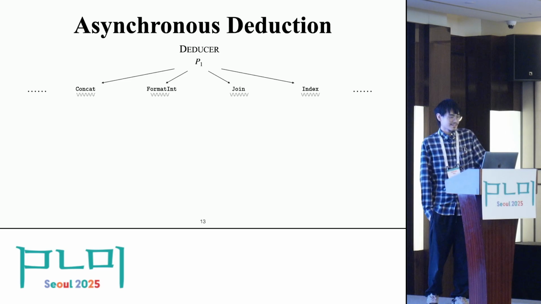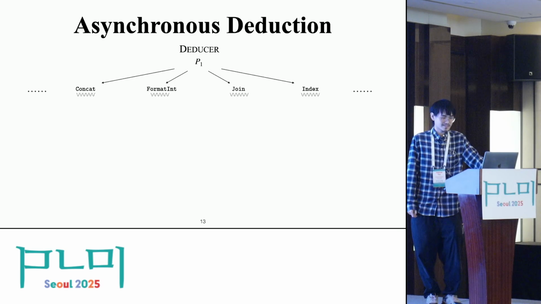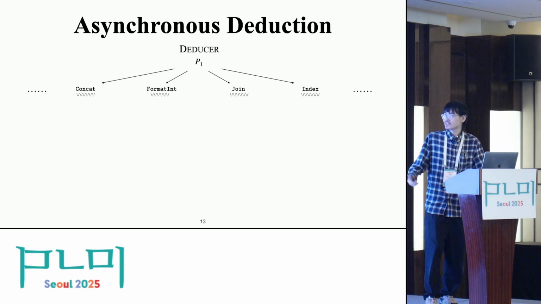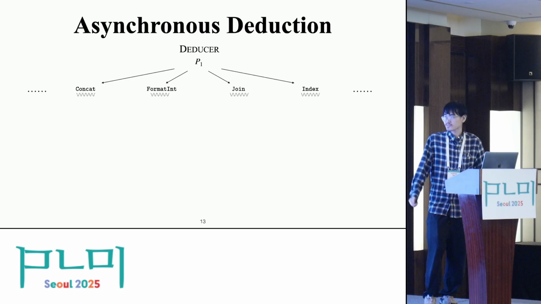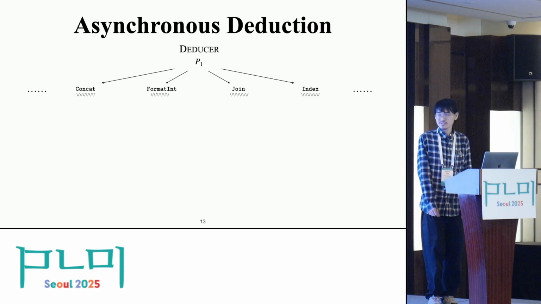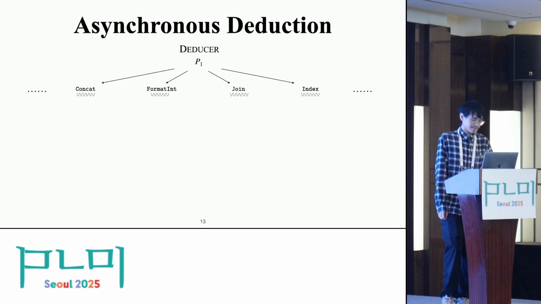So let's start with some animation. Imagine our original synthesis task as P1. Our solver will try to break this task down using different operators like concat and join. Each operator will try to split the problem into some subproblems. However, because there are a lot of operators and a lot of different splits, we don't know how to proceed. So we run some enumeration to guide this process.